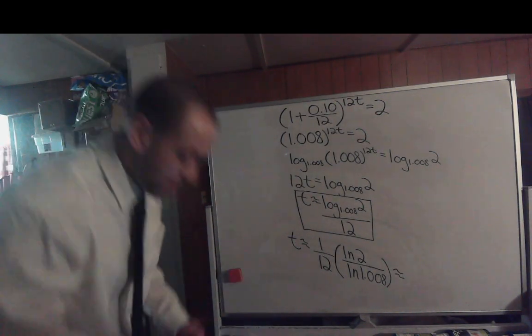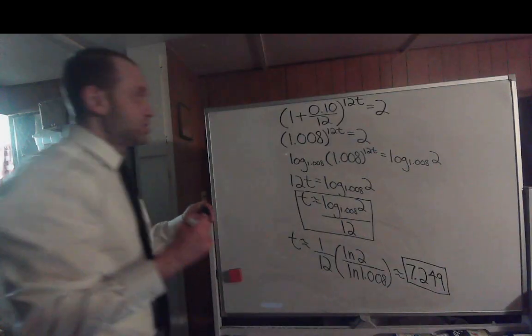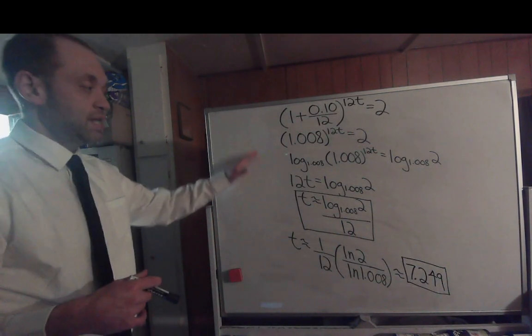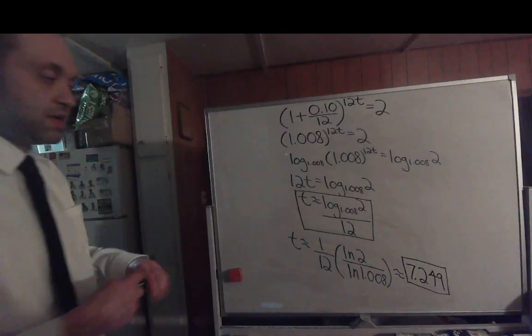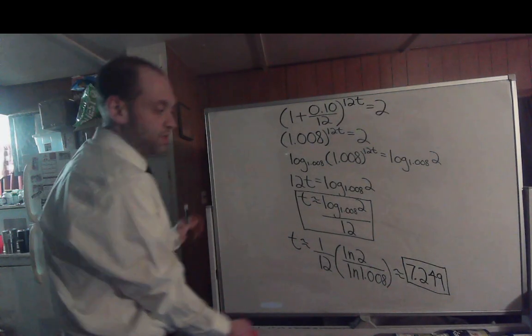So you get about 7.249. So that t is approximately equal to 7.249 for your decimal places, for the decimal solution.